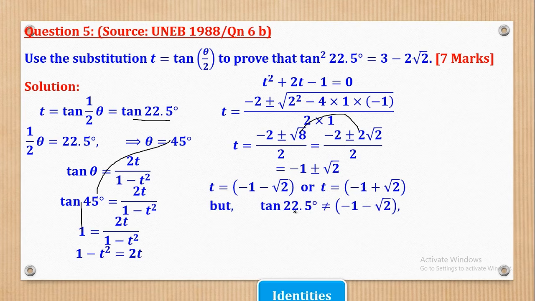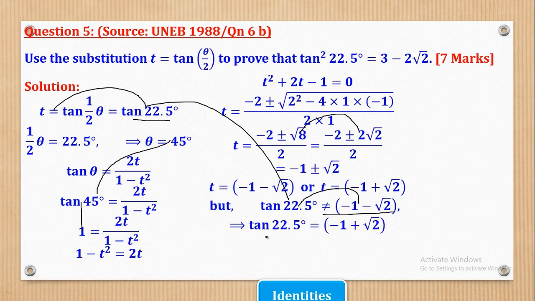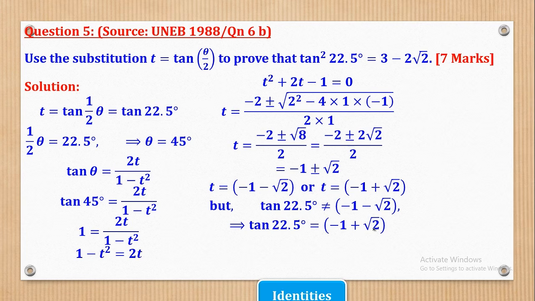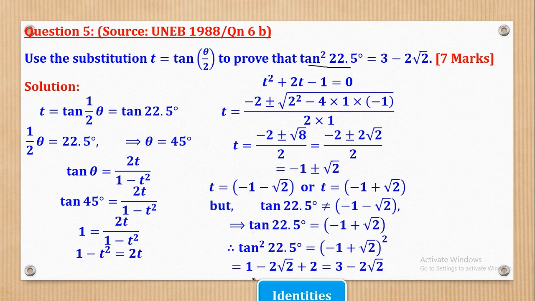But we know that tan 22.5, remember tan 22.5 is t, cannot be negative. Therefore, this one is impossible. Therefore, tan 22.5 is negative 1 plus root 2. So now that you have got tan 22.5, we can get tan squared 22.5 by squaring. When I square, I'll come up with this, and I'll expand, then simplify to come up with the required proof. So basically that's what they wanted.